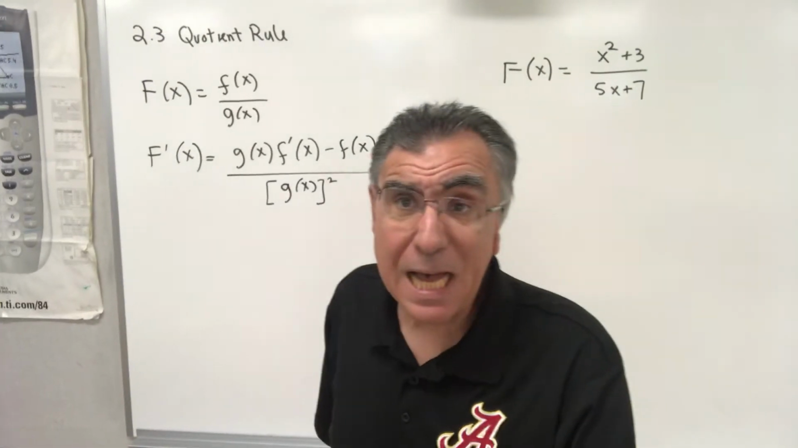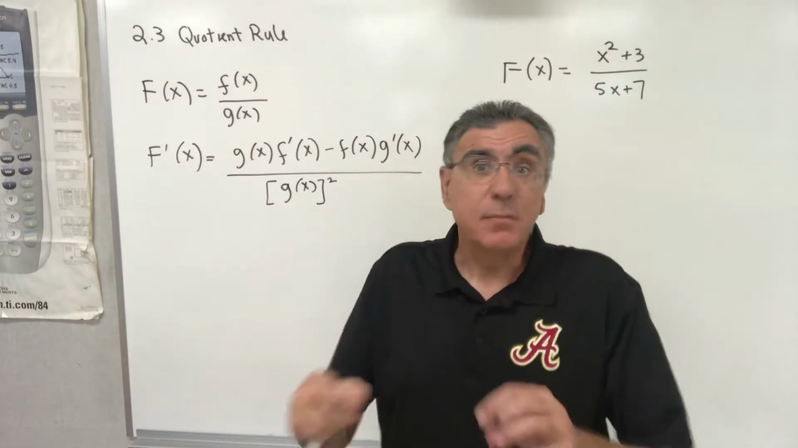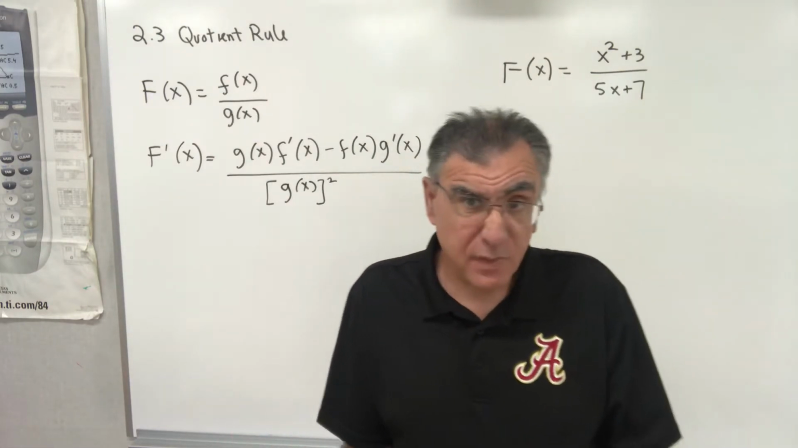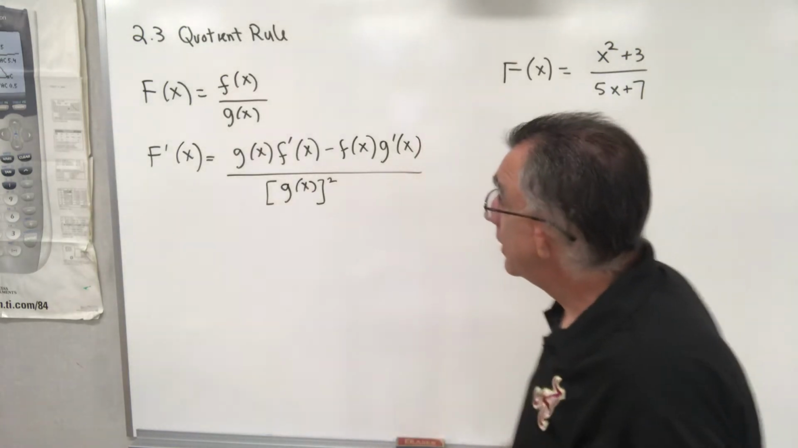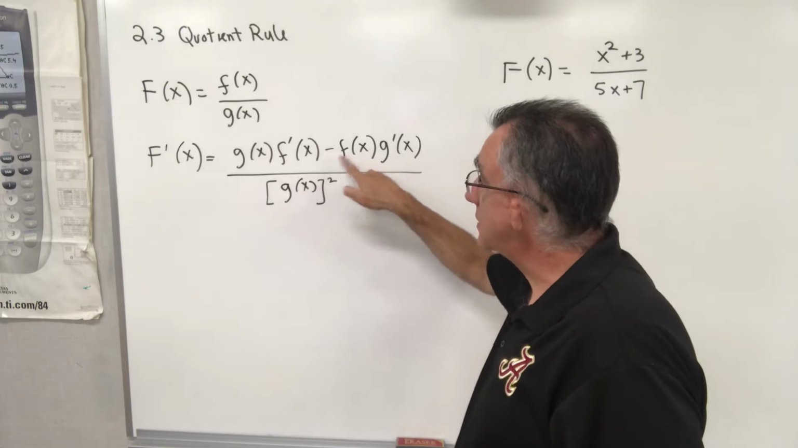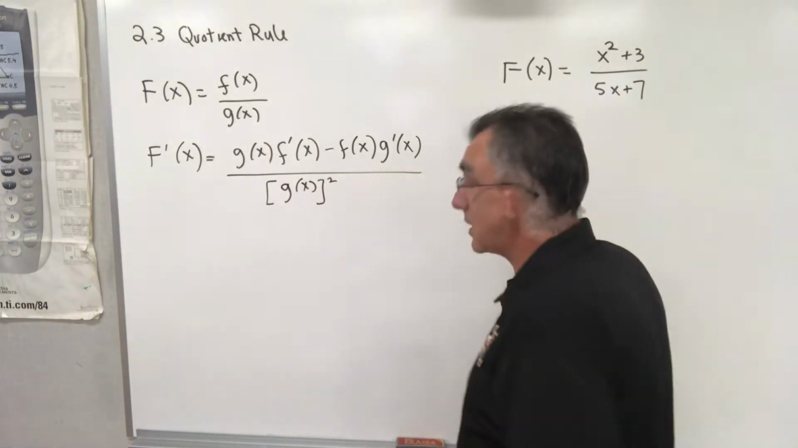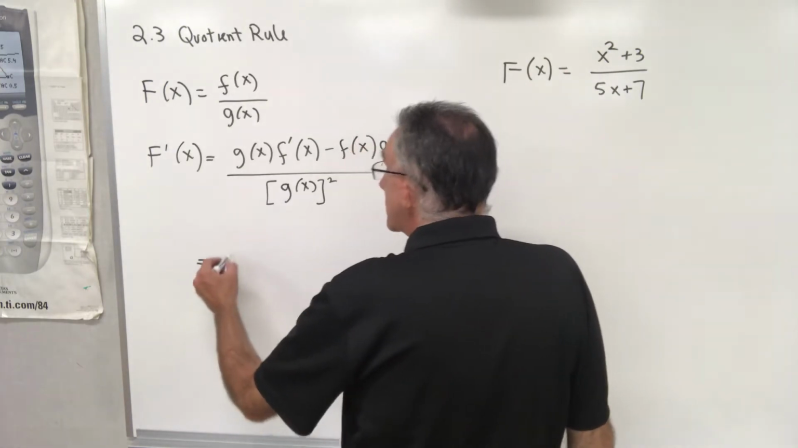Okay, quotient rule. Last thing in this section. More complicated rule, a little slightly more complicated proof. Bottom times derivative of the top minus top times derivative of the bottom, over the bottom squared. You'll hear me say that a lot, okay? Because you've got to practice memorizing it. This is the hardest one to memorize.